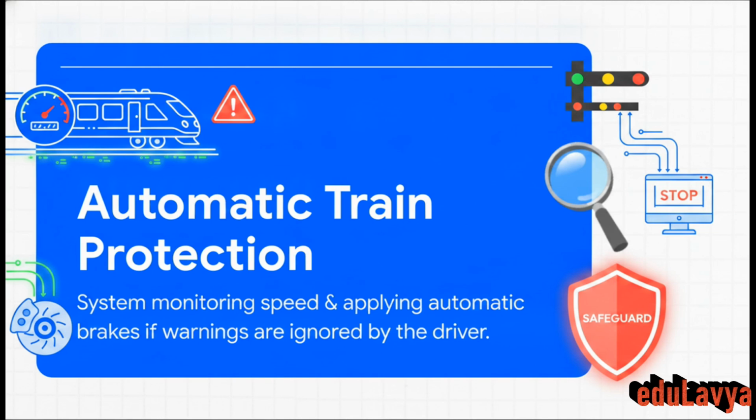Think of it as a relentless, active safeguard. It's constantly monitoring the train's speed, and it will apply automatic braking if warnings are ignored. Early systems did use target speeds and audible warnings, but the game changer was that if a driver missed them, the system didn't just log a mistake on a computer somewhere, it physically intervened. It's an engineering solution specifically designed to step in exactly when human operation fails.